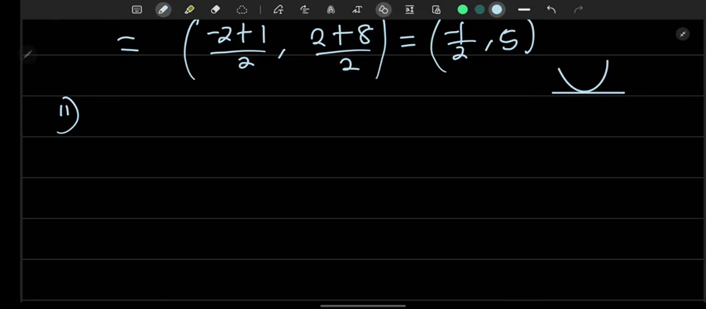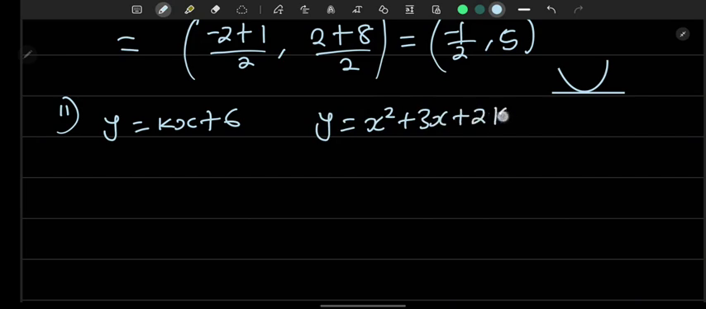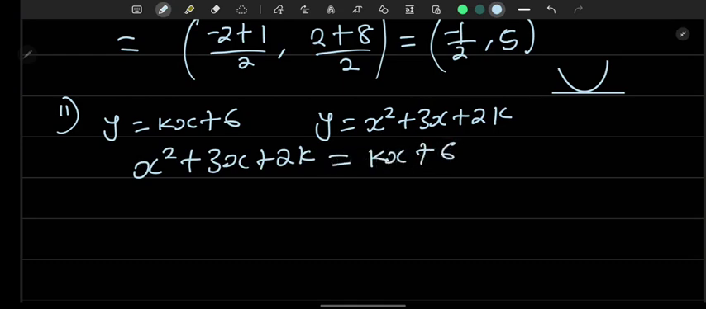Okay, now to get that, remember the two given equations from the beginning. We have the equation of a line to be kx plus 6, and don't forget that of the curve is given to be x squared plus 3x plus 2k. Now we equate this, meaning that x squared plus 3x plus 2k equals kx plus 6. Alright, so you rearrange this, then you have x squared plus 3x minus kx plus 2k minus 6 equals 0.